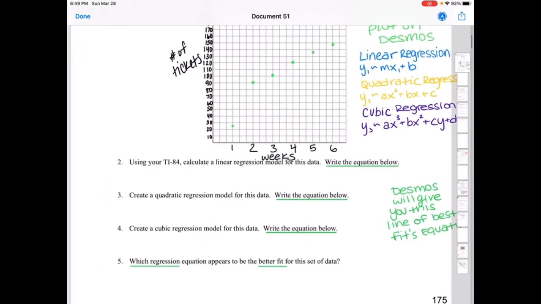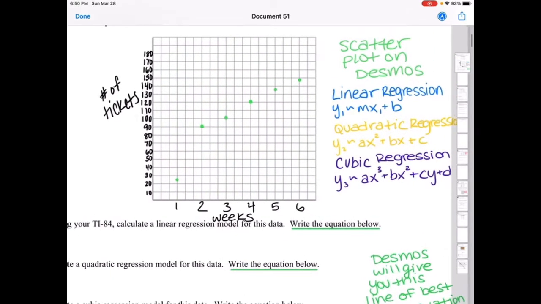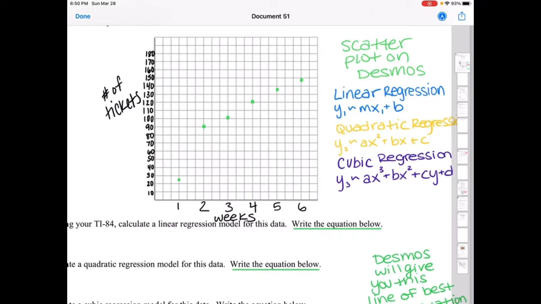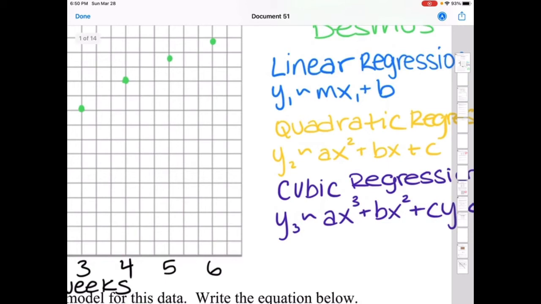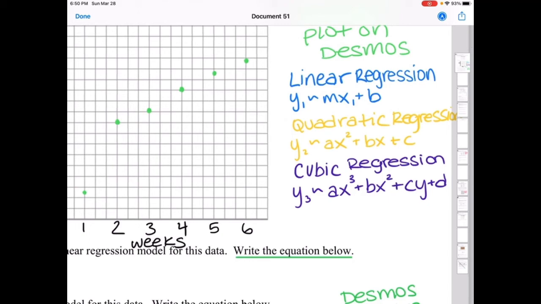they ask us to create a linear regression model for this data, and it says to write the equation below. So when we're dealing with regression, we're dealing with a line of best fit. So if we are asked for a linear regression, we need something in the form of y is approximately mx plus b. That's the equation we're used to solving whenever we have a straight line, right? It's always in y equals mx plus b form.